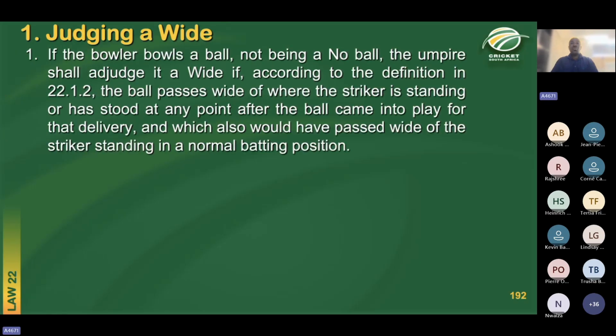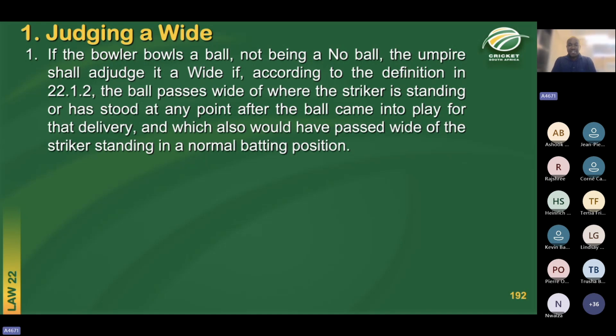So the definition for a wide as per law: if the bowler bowls a ball, not being a no ball, the umpire shall judge it a wide if, according to the definition, the ball passes wide of where the striker is standing or has stood at any point after the ball came into play for that delivery. And the ball is so wide that it would have passed wide of the striker standing in a normal batting position.